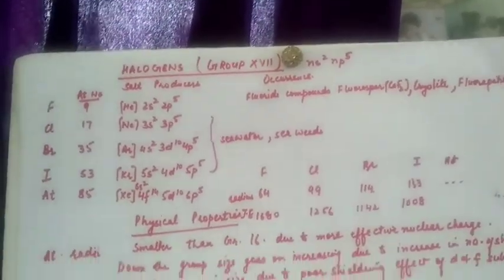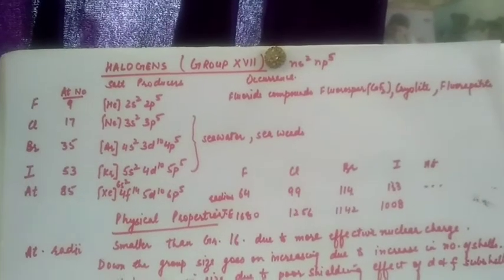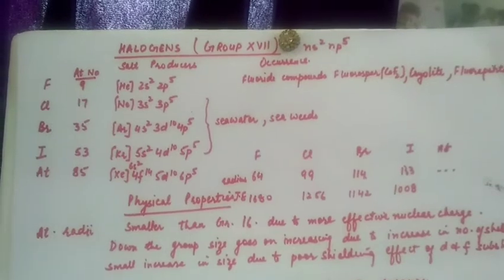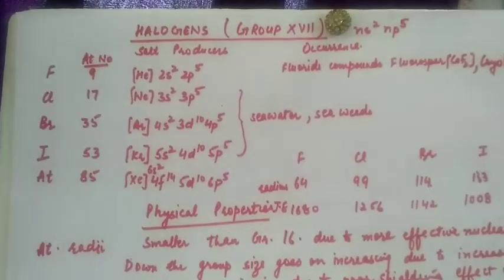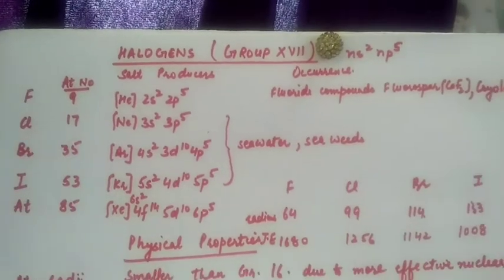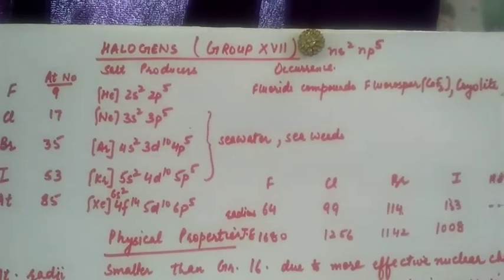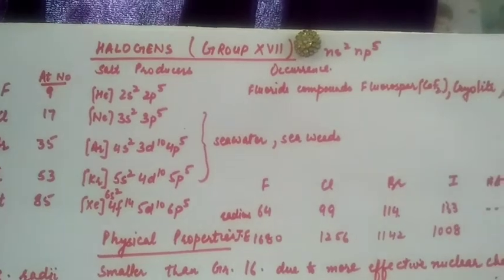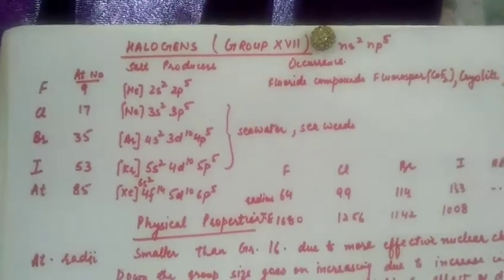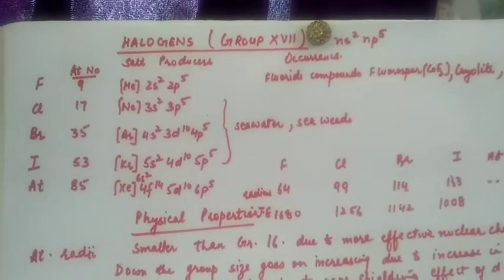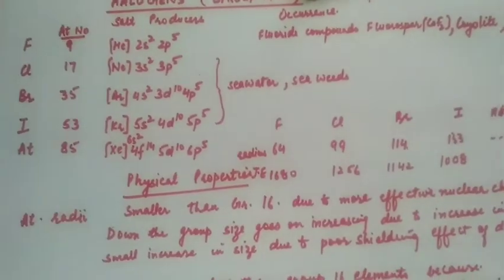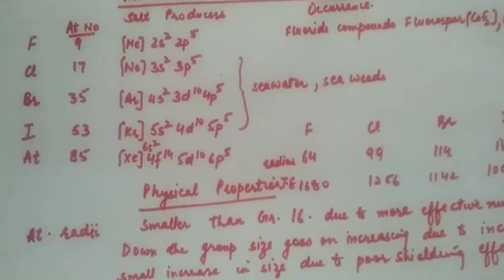The topic that we do today is halogens, group 17. The elements of group 17, fluorine, chlorine, bromine, iodine and astatine, are called halogens. The word halogen means: halo means salt, gen means genesis, so formation of salt, or salt producers. These elements are generally found in the form of salts in oceans and sea water, so they are called halogens.